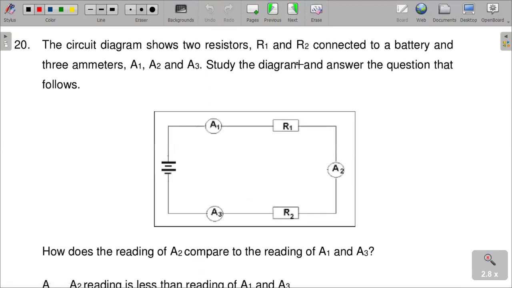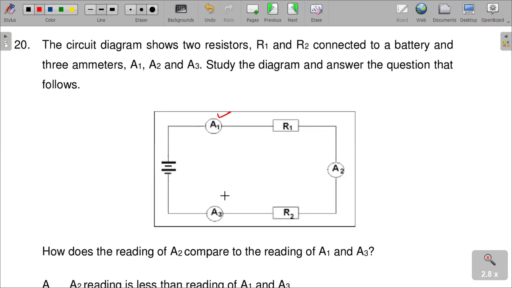The circuit diagram shows two resistors, resistor 1 and resistor 2, connected to a battery and 3 ammeters, A1, A2 up to A3. The diagram actually has to help us to answer the question that follows.